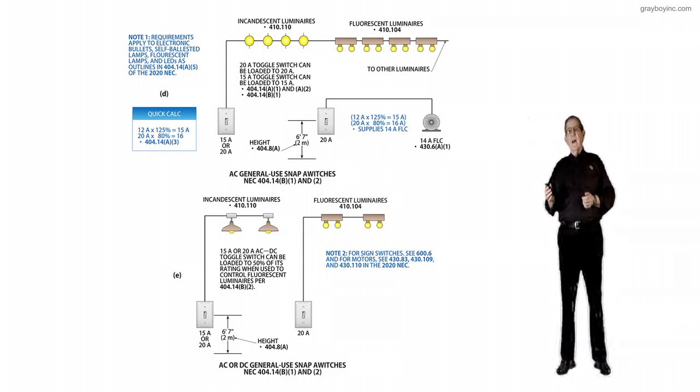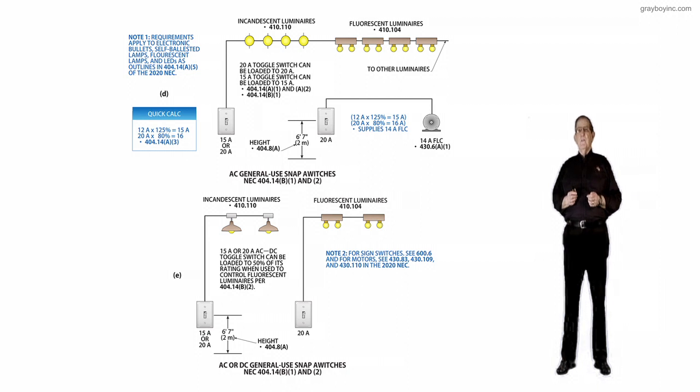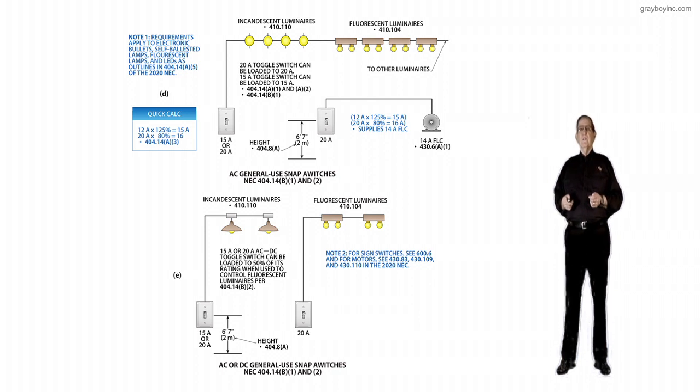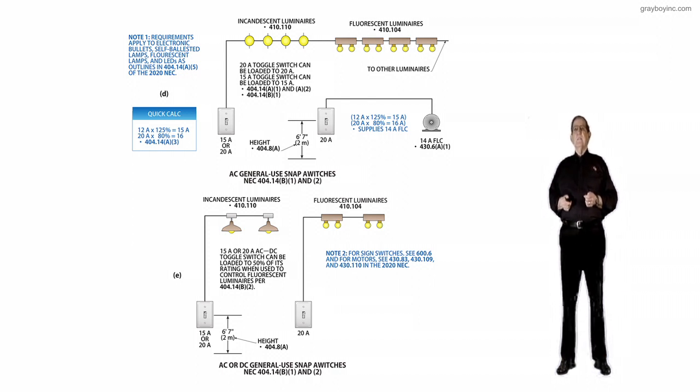Now to the right of the illustration, you're switching fluorescent luminaires or fixtures, however you want to call that. Notice that if it's an AC switch, you could load it to 100%. It would be legal. Next, we'll go up to the incandescent lighting, 410.110, in the illustration above.